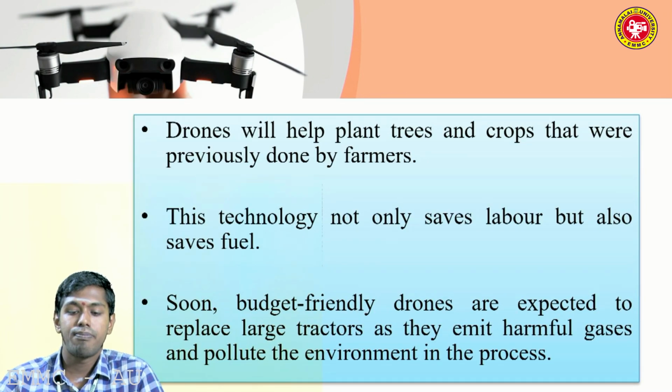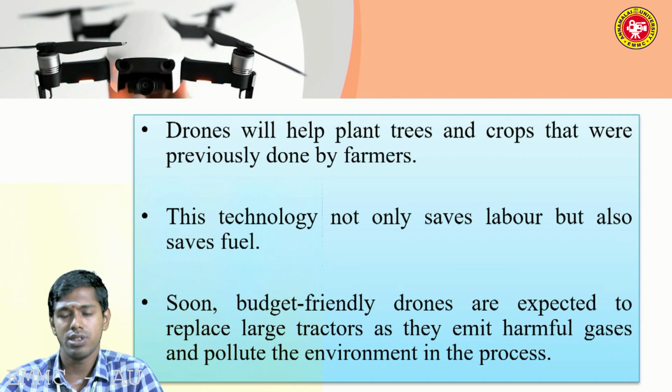Drones will help plant trees and crops that were previously done by farmers. This technology not only saves labor but also saves fuel, because drones help in using our resources judiciously. Judiciously means using a specified amount of resources in a specific time.